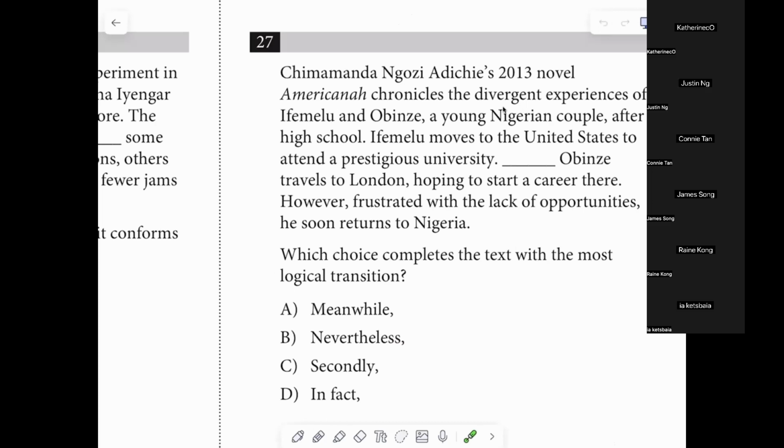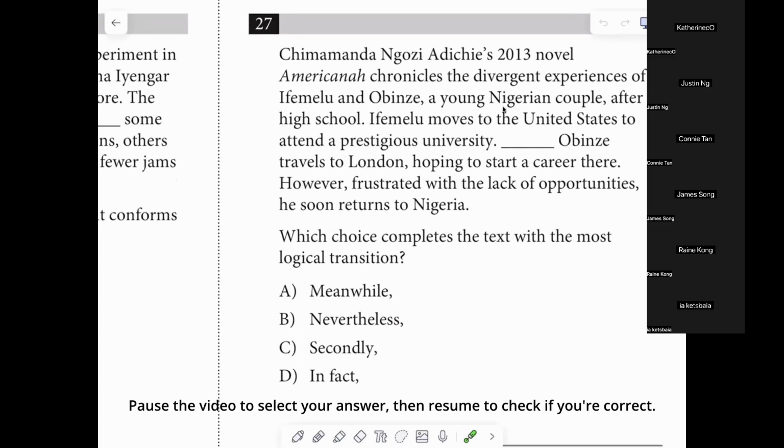Chimamanda Ngozi Adichie's 2013 novel Americana chronicles the divergent experiences of Ifemelu and Obinze, a young Nigerian couple after high school. Ifemelu moves to the United States to attend a prestigious university. Obinze travels to London hoping to start a career there. However, frustrated with the lack of opportunities, he soon returns to Nigeria. What do we think that the answer is, and what do we think the relationship is?